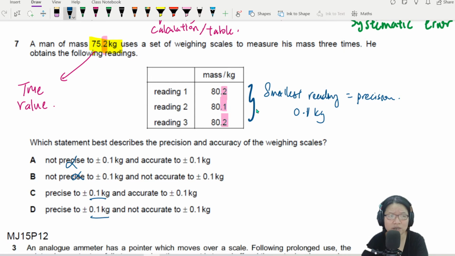But is it accurate? No, there is a 5 kg difference. 5 kg, that's an entire bag of rice. So the answer is D. It's not accurate compared to the true value. So this is for this example.